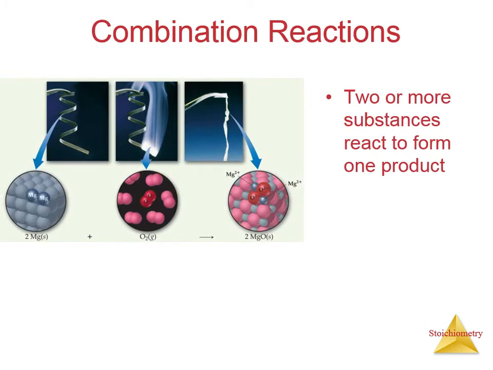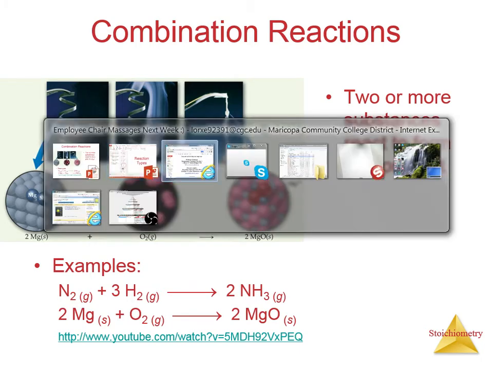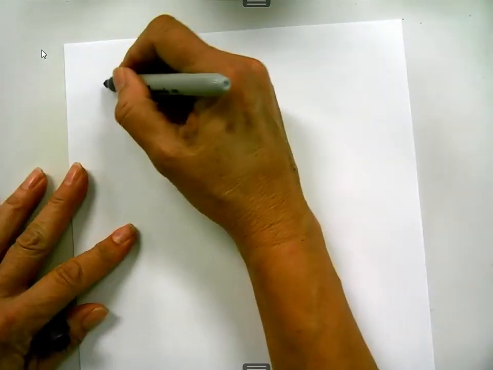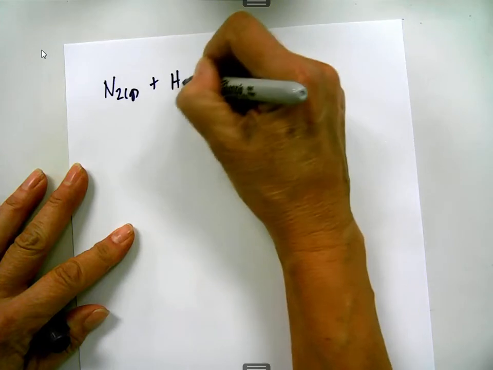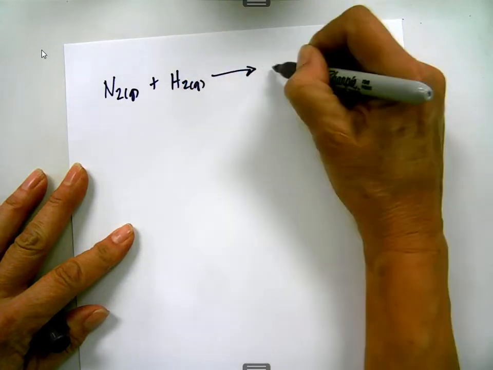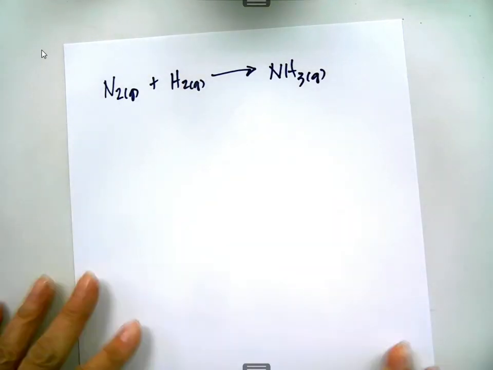Combination reactions have to do with taking two small things and reacting them together to make one larger thing. So you take two smaller reactants, which combine together. There's a nice YouTube video that you might want to take a look at. The example we might write for a combination reaction could be the Haber process. In the Haber process, we took nitrogen gas plus hydrogen gas and make ammonia gas.